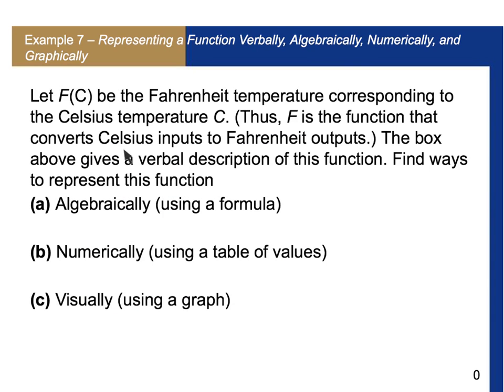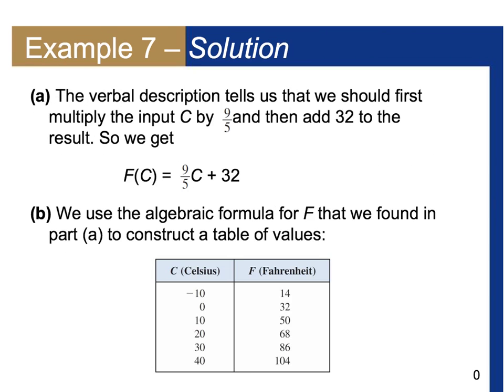Our last example: F of C is a Fahrenheit temperature corresponding to the Celsius temperature C. So F is a function that converts Celsius to Fahrenheit. We looked at that box above, but find a way to represent this function algebraically, numerically, and visually. We already did this one, but algebraically we would say F of C is 9/5 C plus 32. So we take C multiplied by 9/5 and add 32 to get our F.